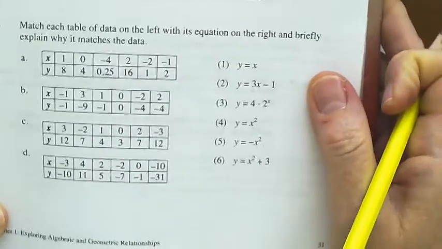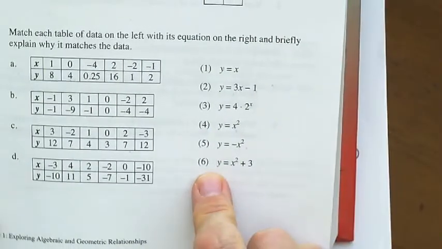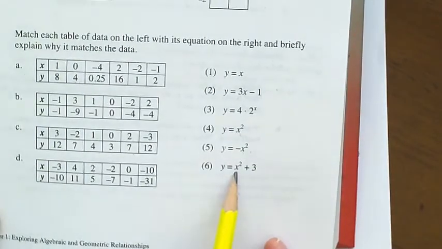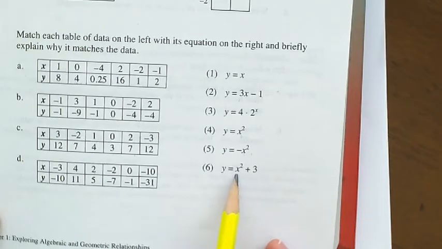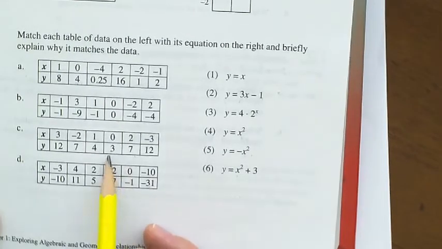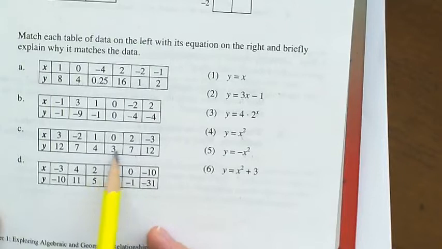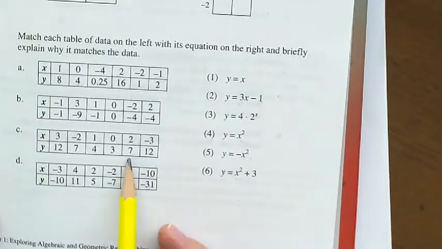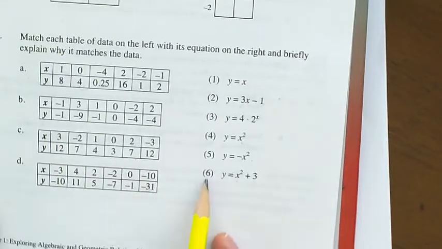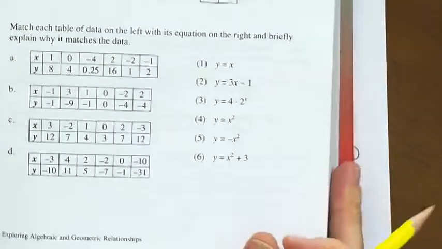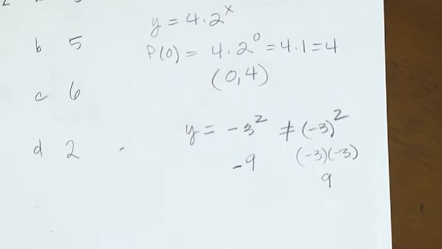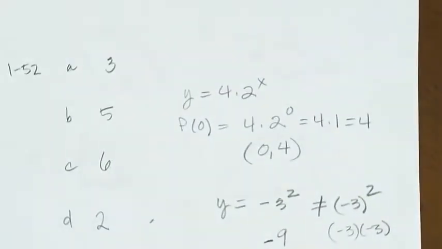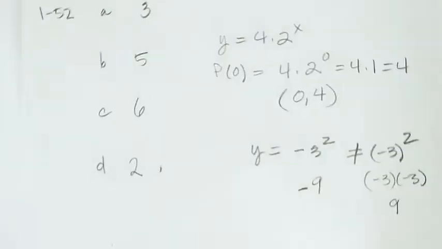For number 6, x squared plus 3, if I substitute 0 for x, I get 0 squared plus 3, so that's 0 plus 3, which is 3, so that matches. Let's just try one more value. 2 squared would be 4, 4 plus 3 is 7, so I think C matches with 6. Not too much work to show on that one, and that's okay.